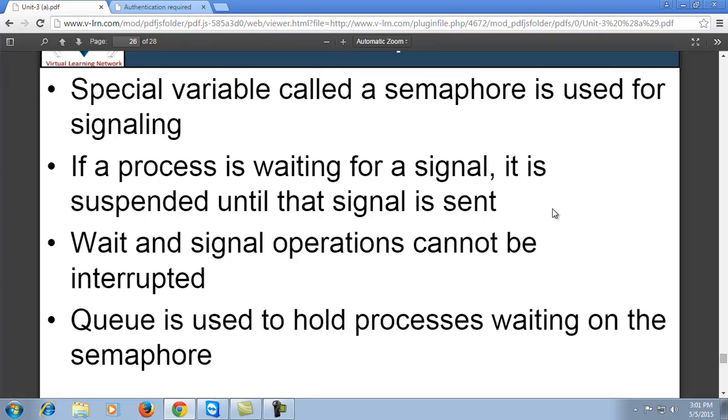In a semaphore, some kind of signals or flags is used for permission, and for allowing other processes to enter the system. If one process is executing and another process generates a request or interrupt, it gets a response like waiting, and it is not allowed to enter the system or interrupt the other process which is executing at the same time. Q is used to hold processes waiting on the semaphore.